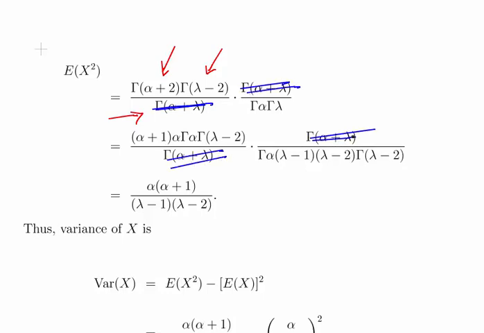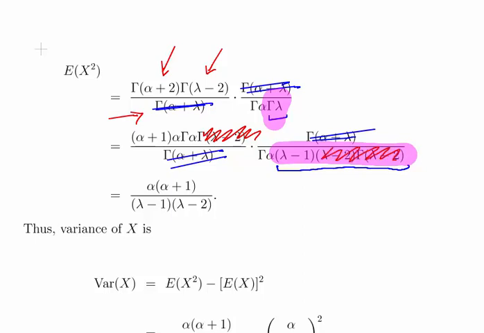Essentially, using the same sort of approach as before, re-expressing those gamma functions or factoring them up so that we get cancellations, we should get alpha times alpha plus 1 divided by lambda minus 1 times lambda minus 2. Re-expressing the gamma function of alpha plus 2 and of lambda minus 2 in terms of alpha minus 1 times alpha minus 2, lambda minus 1 times lambda minus 2 is essentially just re-expressing the gamma function of lambda. Because that will cancel out with that. So just loads of cancellations, essentially.